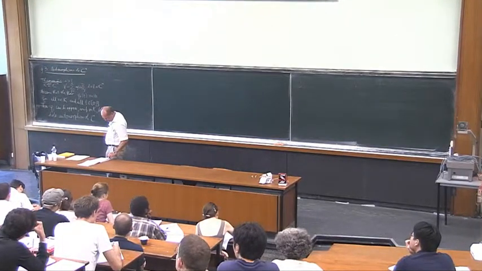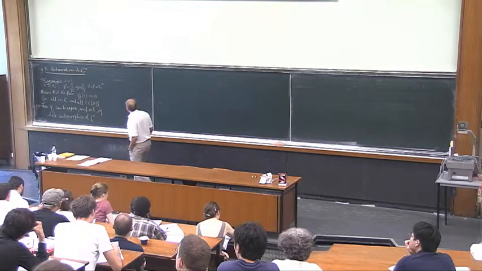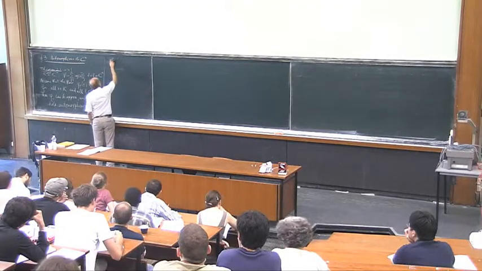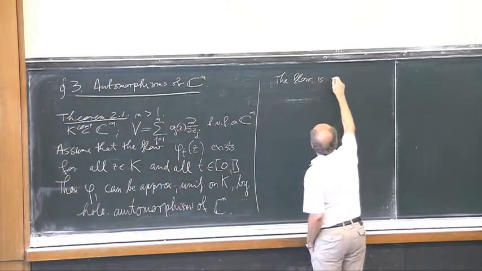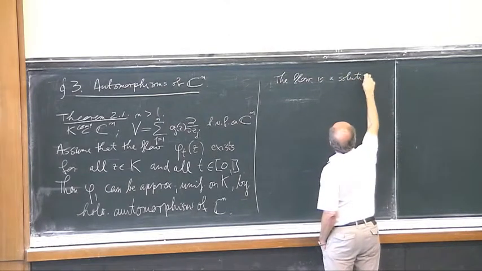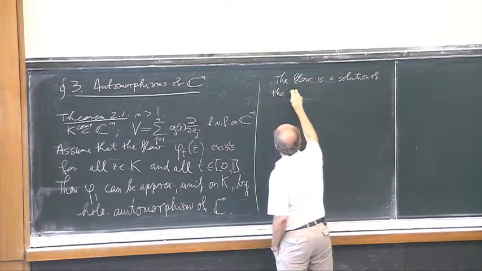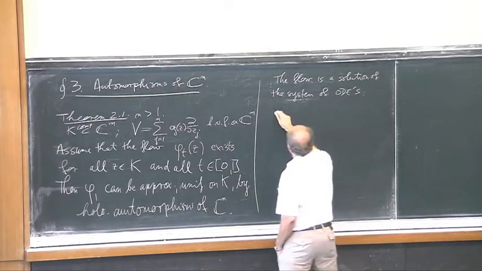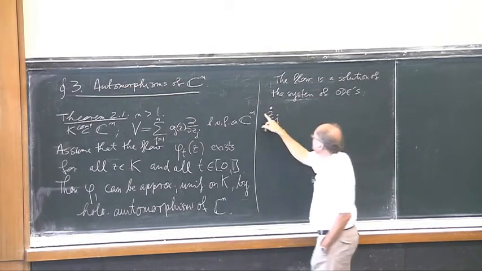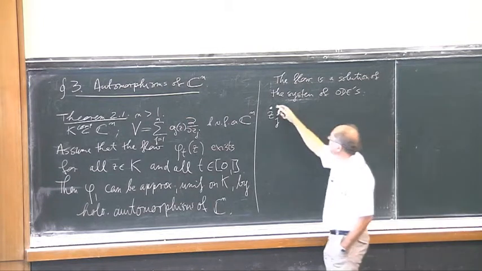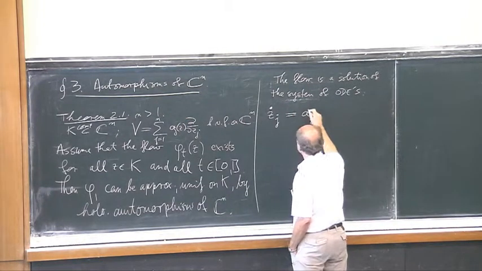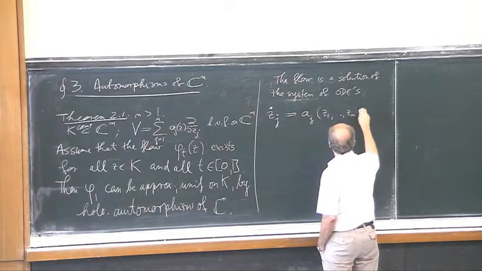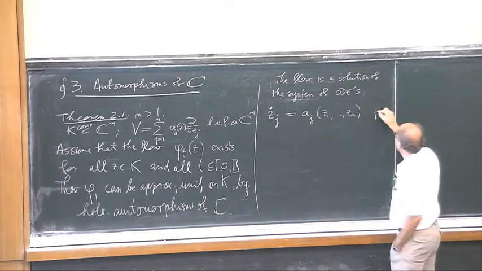Okay, now before I start proving this, let's think a little bit. What is again the flow? The flow is a solution of the system of ODEs. Let's say you just write a derivative. You want to make your variable time dependent. So the derivative in time of each variable z_j is this function a_j, the jth coefficient, of all the variables. This is for j equal 1 to n.